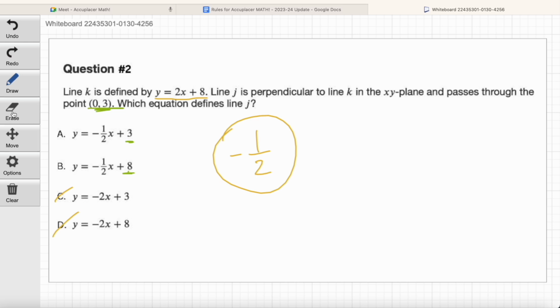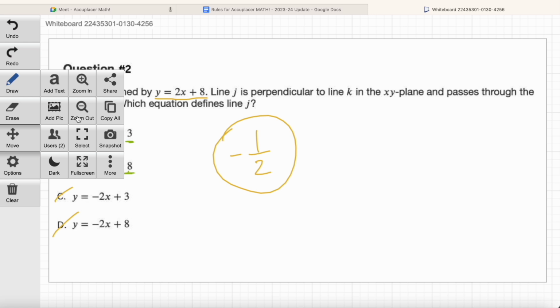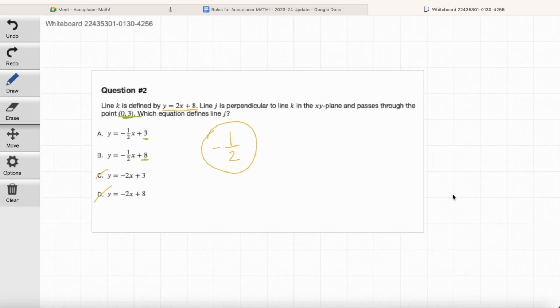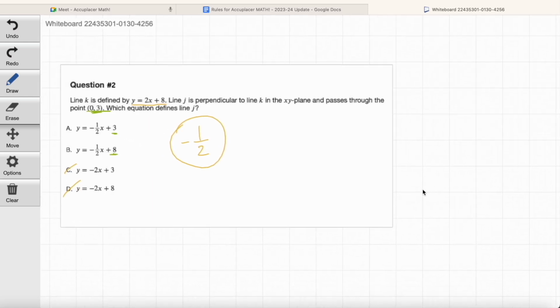Yeah, well, let's graph these. We can practice graphing here as well. So let me zoom out a little bit. Let's graph both of these lines. Okay, it is going to be answer choice A. I'll show you another way to solve this one as well here in just a moment. But it is going to be A.